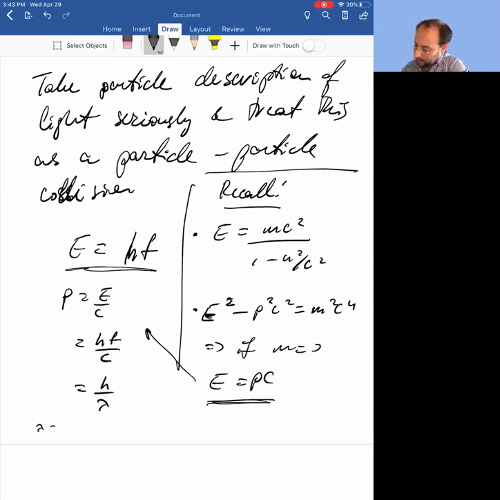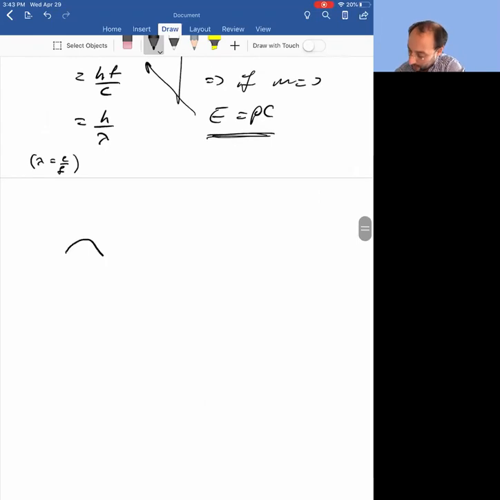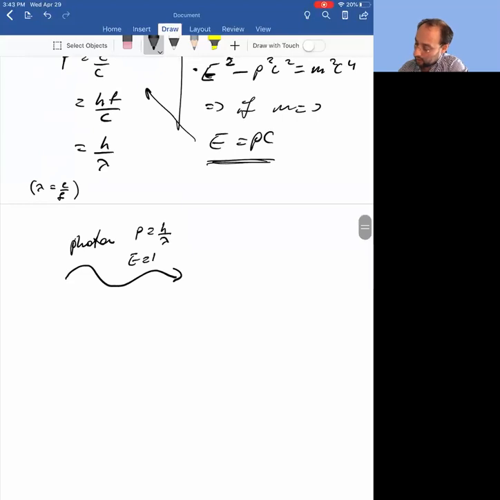Remember, lambda equals C over F. I always remember lambda times F equals C, so F over C is 1 over lambda. Okay, that's Phys2 material. Good, so now we have a photon. I'm still going to represent it as a wavy line, but it's a photon. Now we have a photon with momentum equals h over lambda, energy equals h times F, and then you have an electron sitting here.